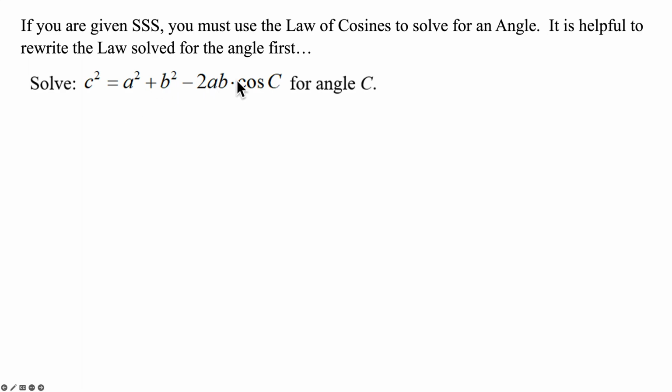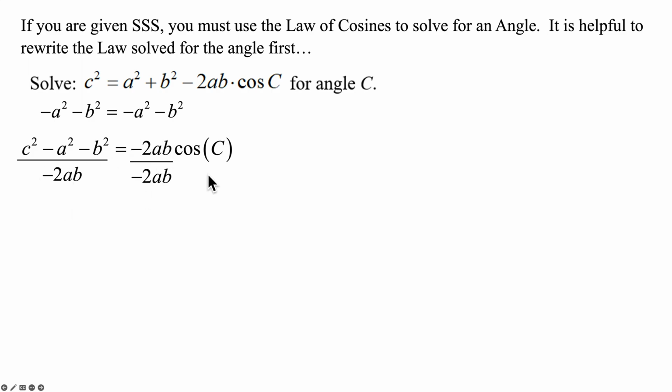But almost every author is going to solve and get cosine C by itself. So to get cosine C by itself to solve for angle C, you have to subtract over a squared and b squared. Completely agree. Then we got to get cosine C by itself, so we have to get rid of the multiplication of negative 2ab. So I divide by negative 2ab.